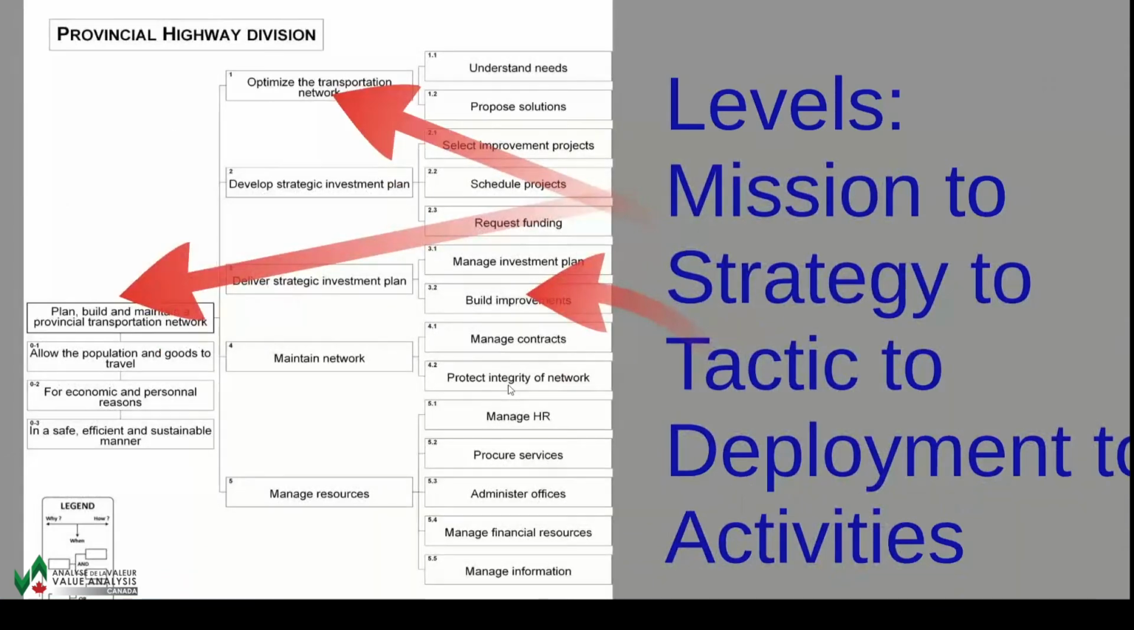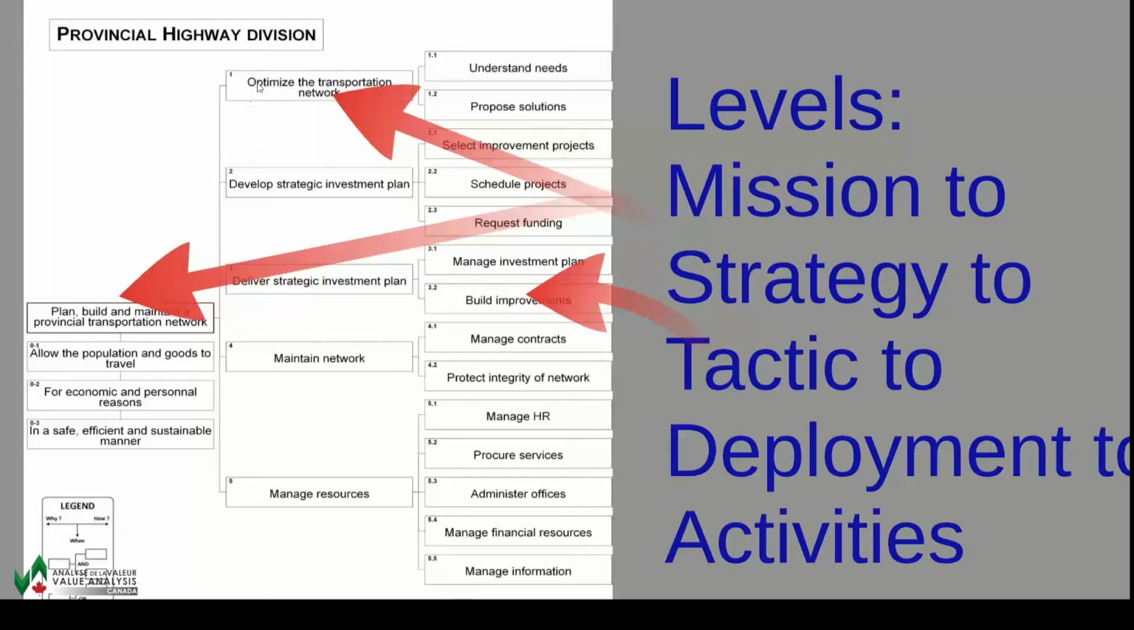So we did the function analysis of that division, whose goal was to plan, build, and maintain a provincial transportation network, in order to allow the population and goods to travel for economic and personal reasons in a safe, efficient manner. And you see here the arrow, this is the mission statement of the division. So the function tree, when you're talking organizational development, has at this high level the mission statement. The next level represents the strategies.